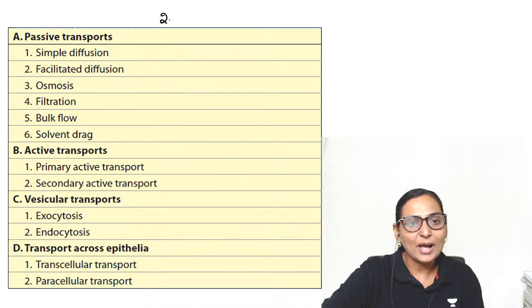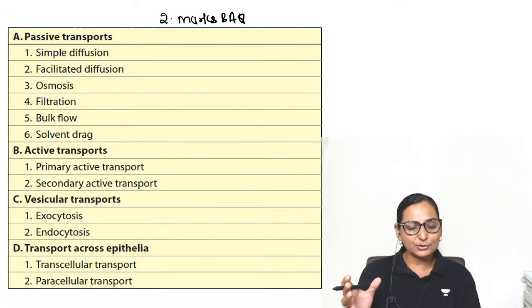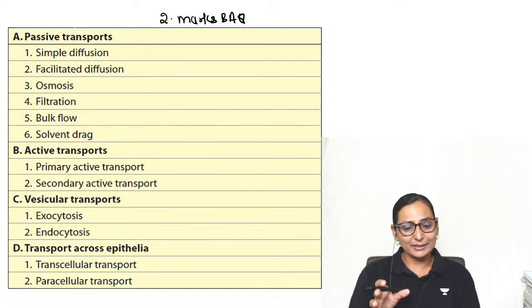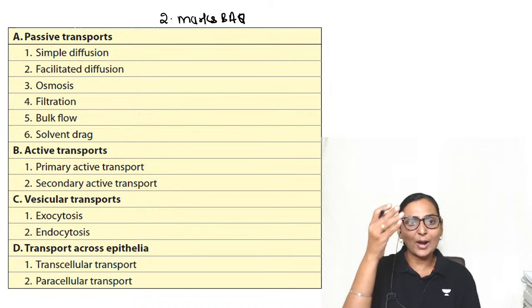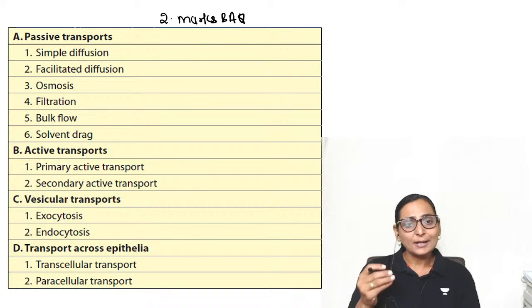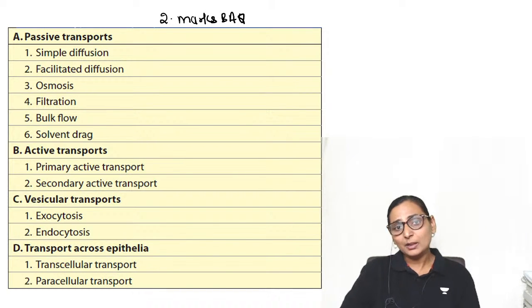Now, classify the different transport mechanisms. I can give you this as a 2 marks BAQ also. So if you are getting a 2 marks BAQ, you have to just write it down. What I have experienced, my dear students, is that you don't know what to write. If it is a 2 marks BAQ, you have to just write 1, 2, 3, 4 points. Don't elaborate, don't waste your time, because the paper has become very, very lengthy. There are, I think, 10 BAQs you have to solve.